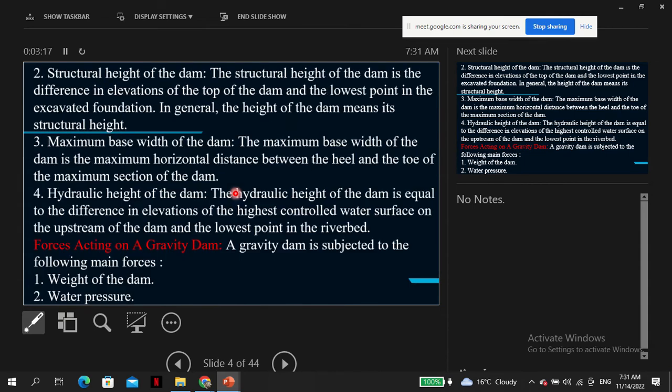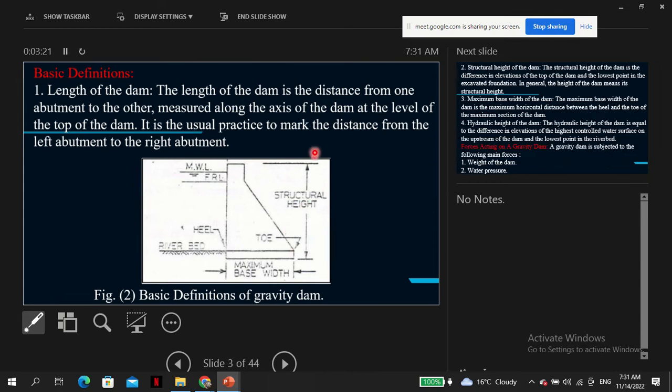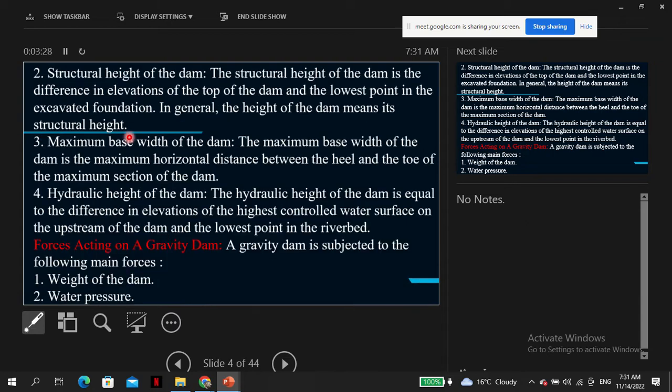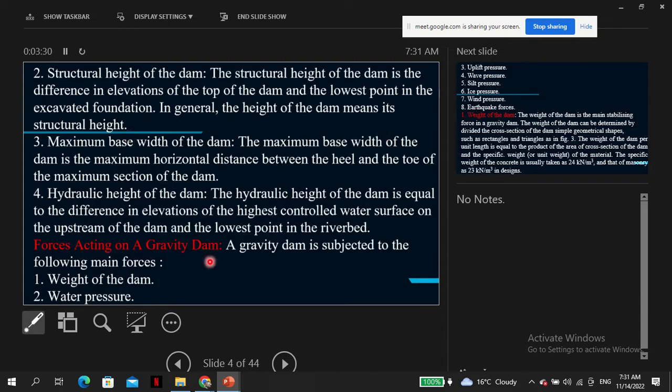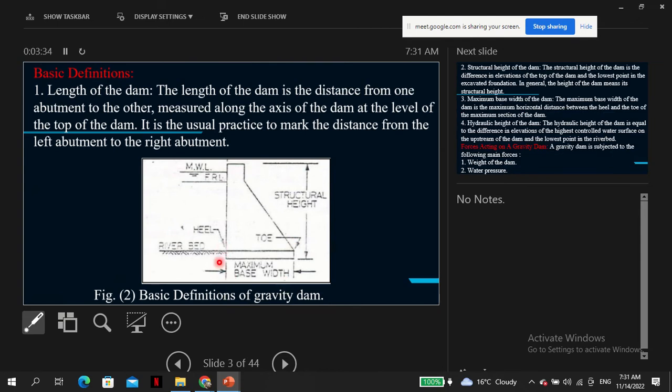And so the structural height of the dam is already shown. The structural height is the functioning height of the dam, the height for design basically. Then we have the maximum base width. You should see this maximum base width.